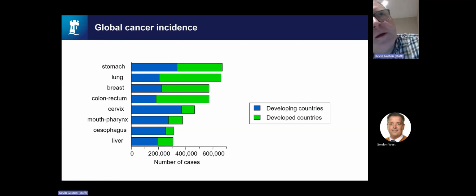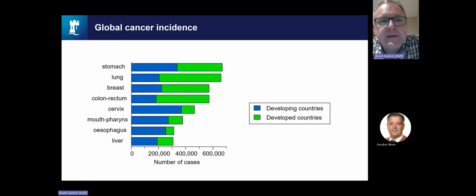So I'll start at the beginning, though, with why we're interested in cancer. And as I said before, if you've got any questions, just stick your hand up and stop me, because otherwise I'll talk forever. So I'm very interested in cancer biology and why cancer happens. And the reason for that is shown on this graph.